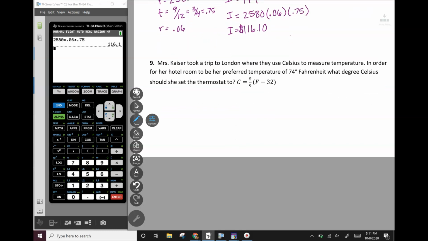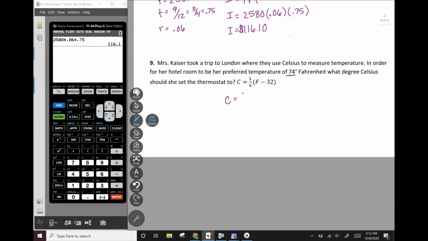All right, number 9. Miss Kaiser took a trip to London. Well, I was supposed to, but then COVID happened. So anyways, where they use Celsius to measure temperature. In order for her hotel room to be her preferred temperature of 74 degrees Fahrenheit, what degrees Celsius should she set the thermostat to? Okay, so we know we want this degrees Fahrenheit and we're looking for degrees Celsius.